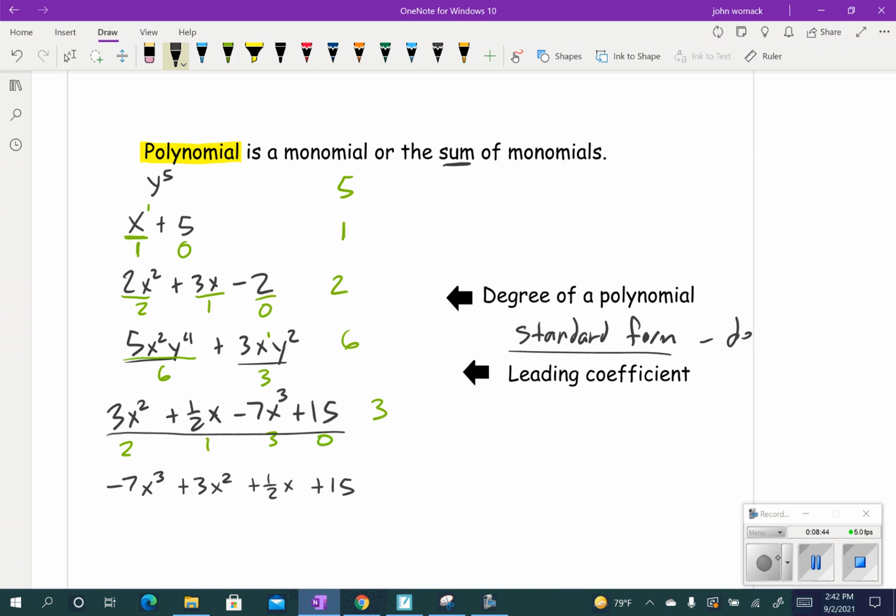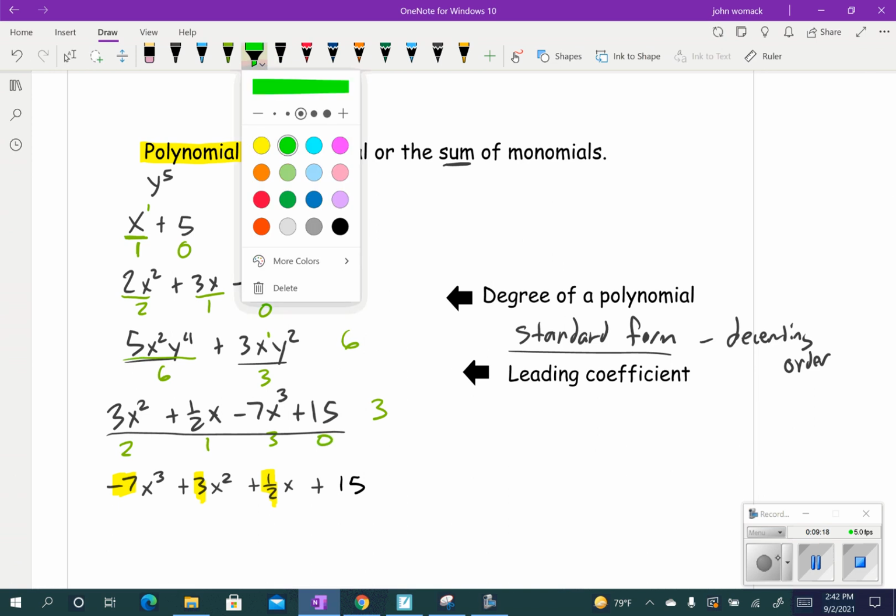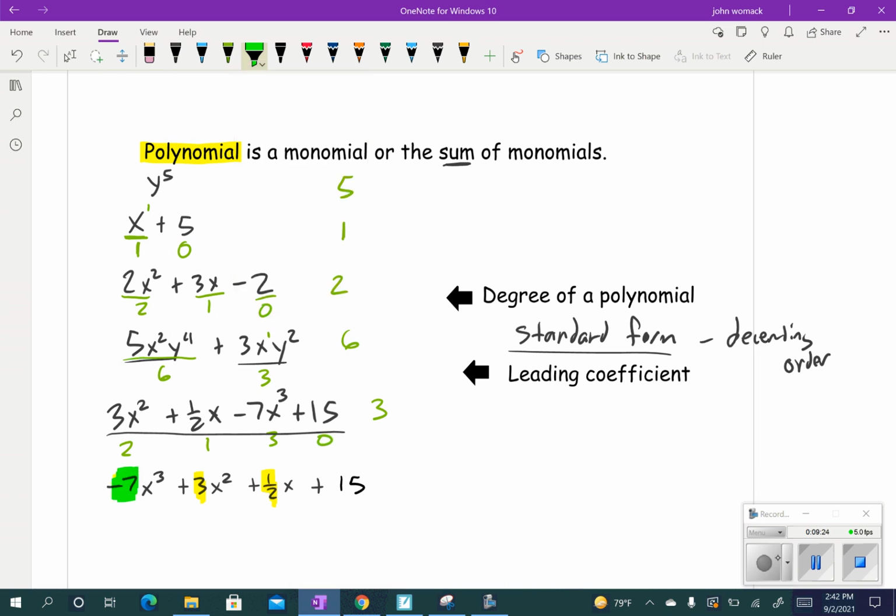Sometimes you'll hear standard form described as descending order, which means highest power, work your way down. The leading coefficient, coefficients are numbers in front of variables. So negative 7 and 3 and a half, and 15 actually isn't, sorry about that. 15 is a constant, it's not a coefficient. So the coefficients are the numbers in front of the variables. So the leading coefficient is the number in front of the term with the highest degree. So if you have it in standard form, it'll always be the first one. So in this case, the leading coefficient would be negative 7. And we'll do some more practice with this.